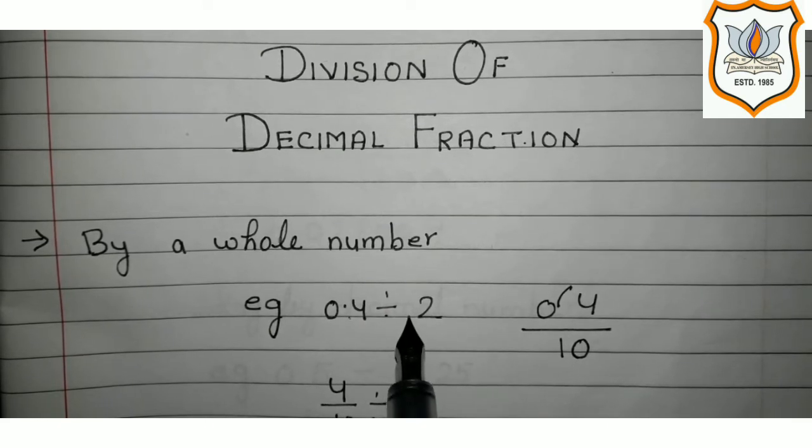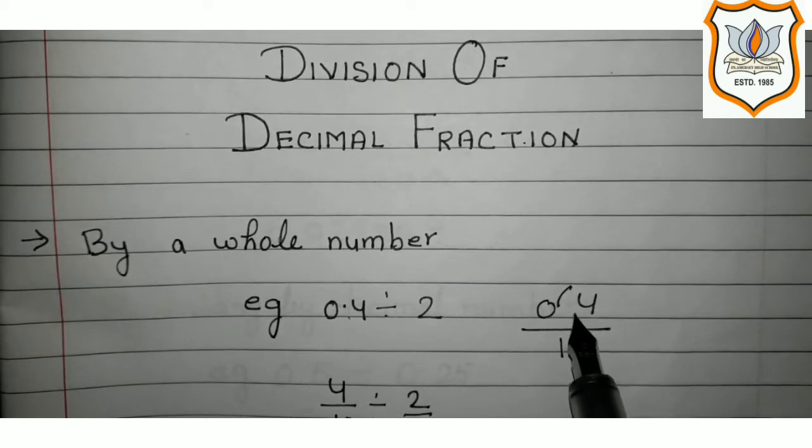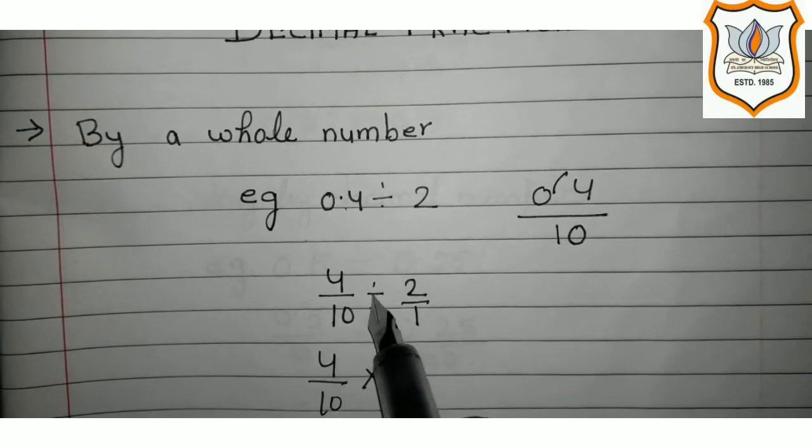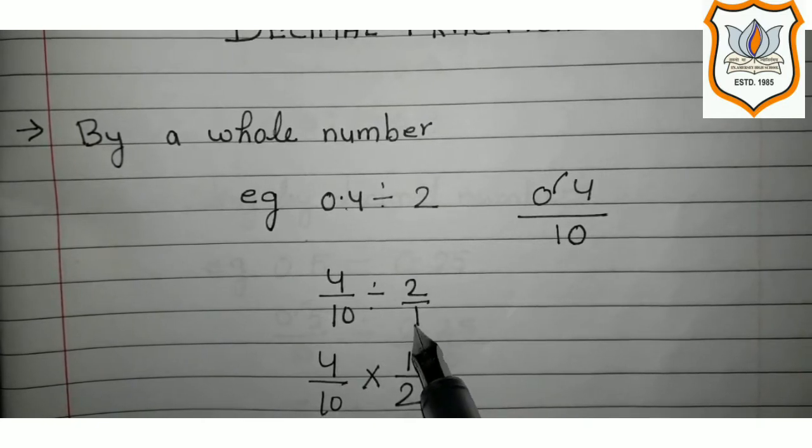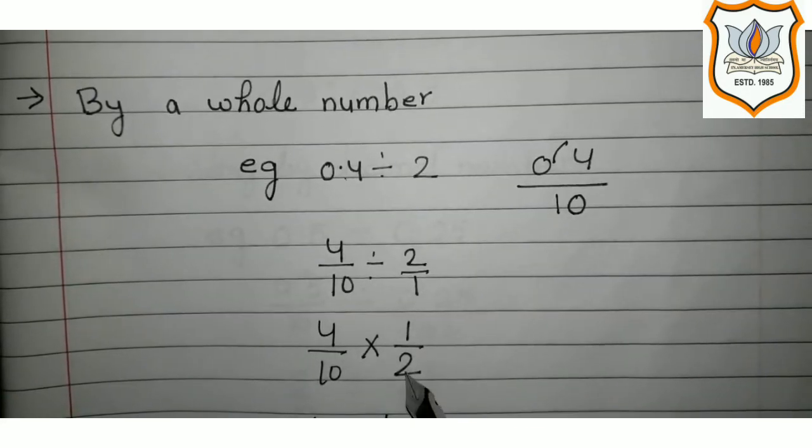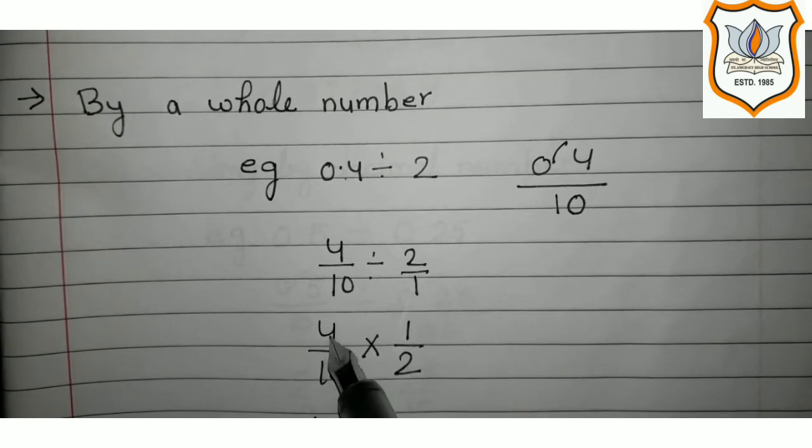To solve this, first I have to remove the decimal of 0.4. To remove the decimal, I will just put 10 as a denominator under the fraction line, because only one digit is after the decimal, that is 4. So our fraction will become 4 upon 10, divided by 2 upon 1. To solve this, the division will be converted into multiplication and the reciprocal of 2 upon 1 is taken. The reciprocal of 2 upon 1 is 1 upon 2. Now our sum will become 4 upon 10 multiplied by 1 upon 2.